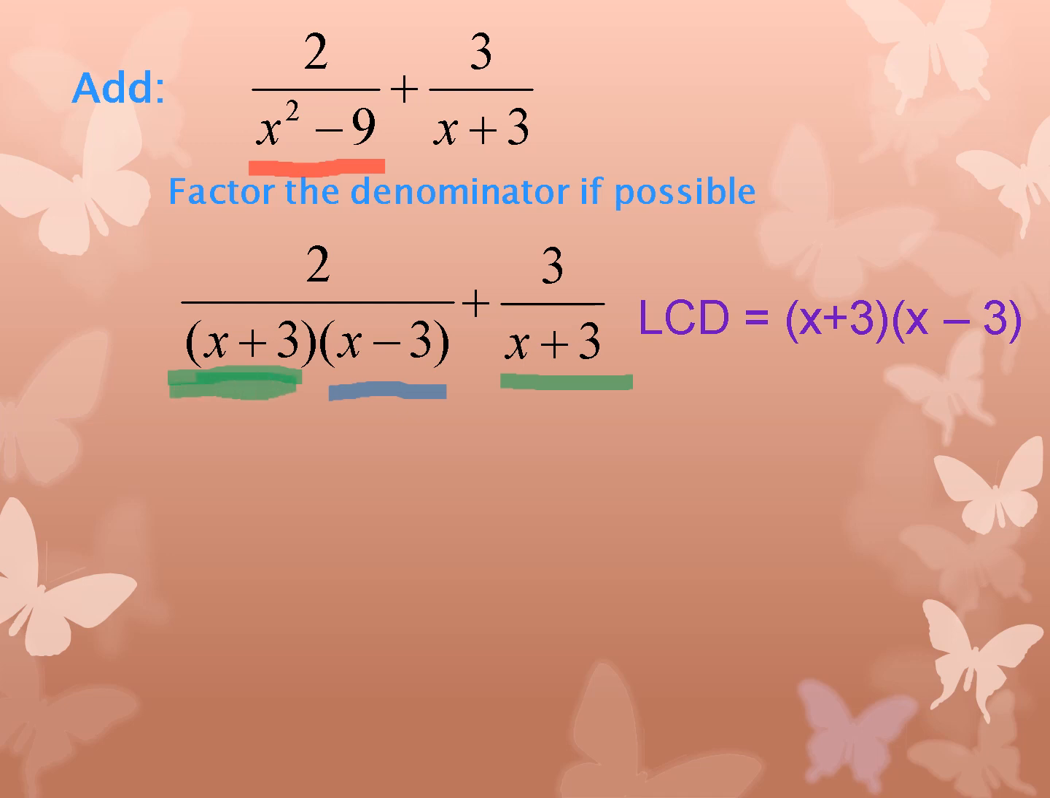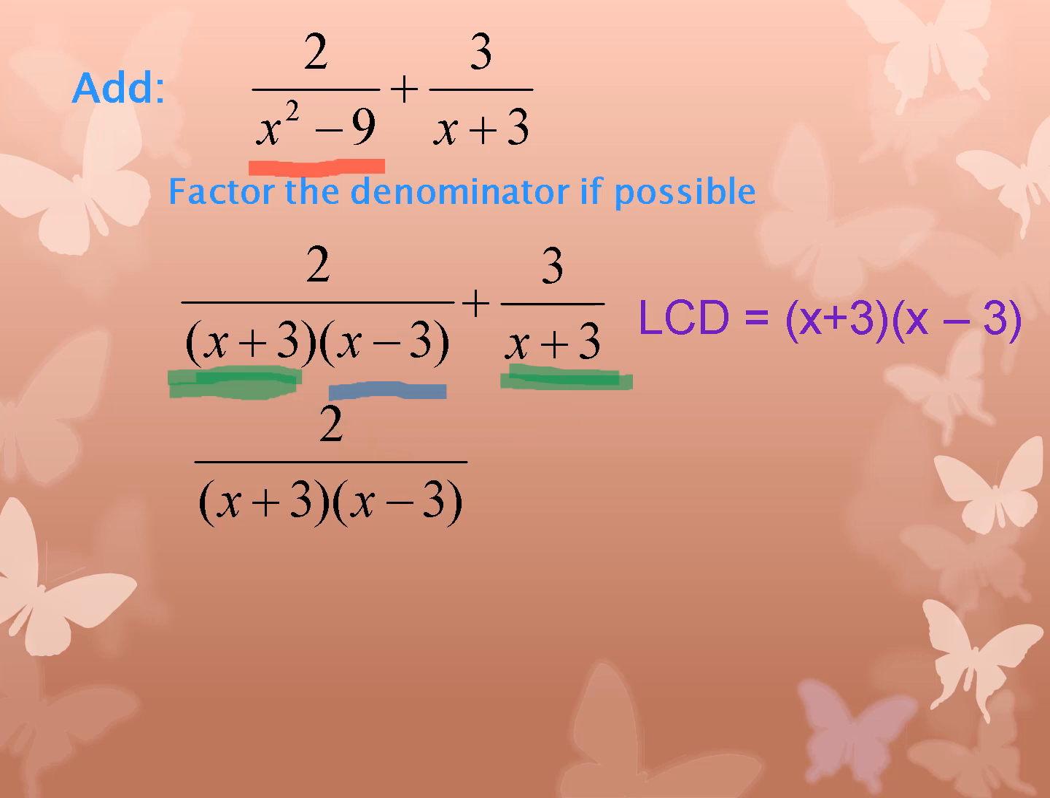Because when I look at x plus 3 and x plus 3, it's already taken into account right there. So we don't write it twice because it's already in there. So x plus 3 and then x minus 3. All right, let's get to finding some common denominators. I'm going to erase that little arc there.